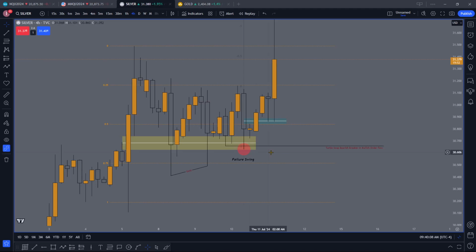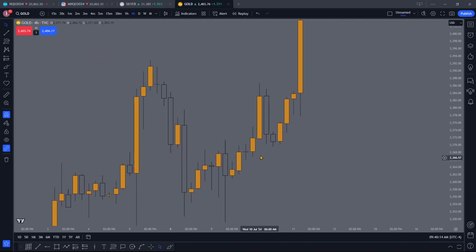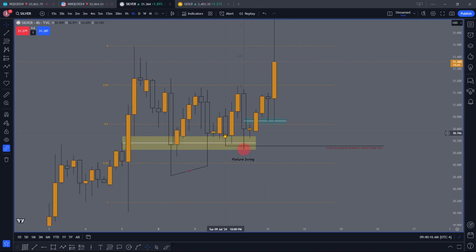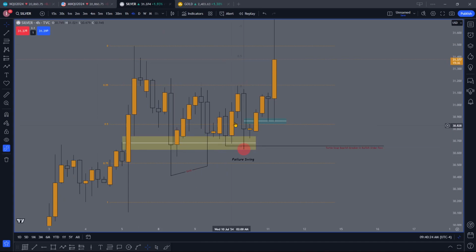After this failure swing and this turtle soup, and by the way, this turtle soup did not happen on gold. So as you can see, wait, what low was this? The 10 p.m. low. Where's 10 p.m.? Yeah, so here, as you can see, it's not a swing low, but on silver it is.